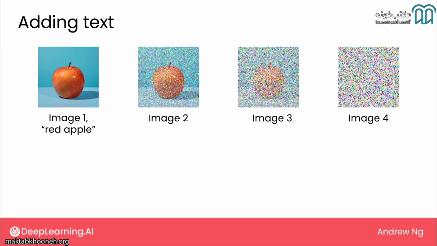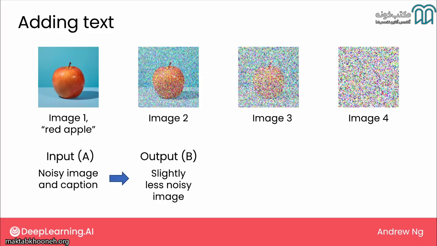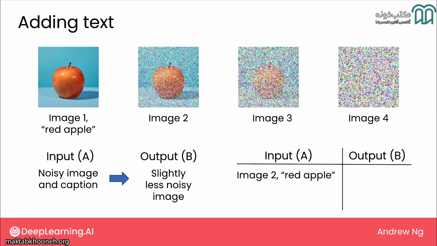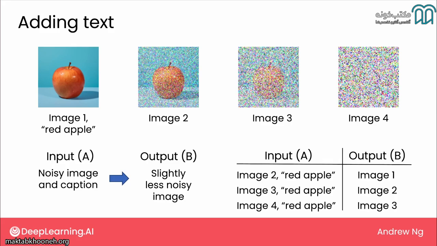Then we will, same as before, add noise to this picture until we get this fourth image, which is pure noise. But we're going to change how we build the learning algorithm, which is, rather than inputting the slightly noisy picture and expecting it to generate a clean picture, we'll instead have the input A to the supervised learning algorithm be this noisy picture, as well as the text caption or the prompt that could have generated this picture, namely red apple. And given this input, we now want the algorithm to output this clean picture of an apple. And similarly, we'll generate additional data points for the algorithm using the other noisy images, where each time, given a noisy image and the text prompt, red apple, we want the algorithm to learn to generate a less noisy picture of a red apple.